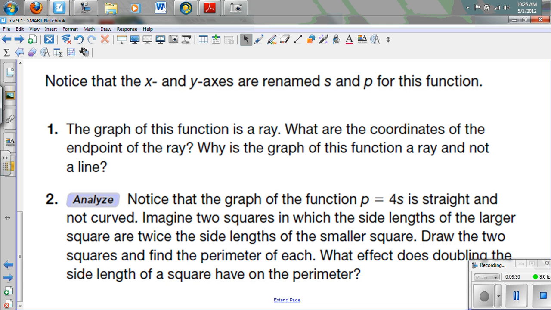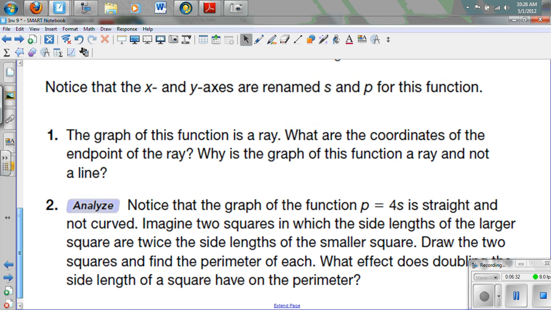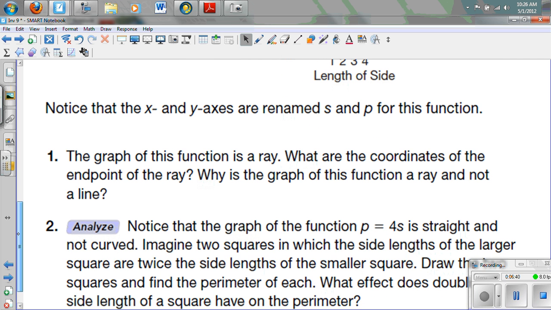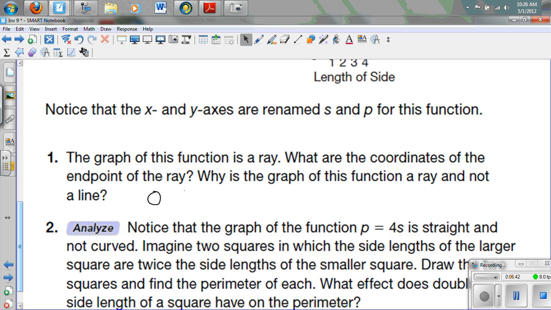What are the coordinates of the endpoint of the ray? So this endpoint, what is that? What coordinates are those right there? Well, those are 0, 0, because if we have no side length, we cannot have a perimeter.